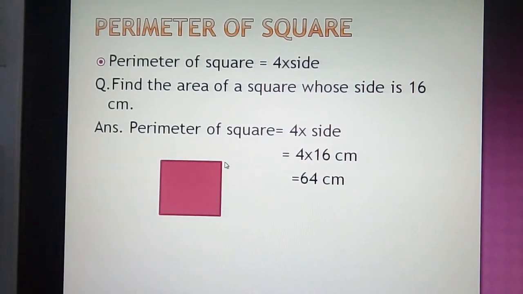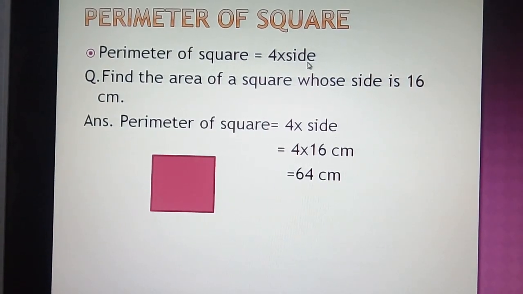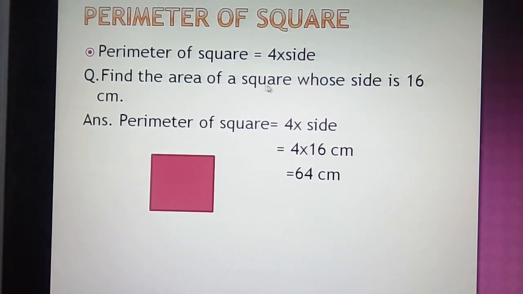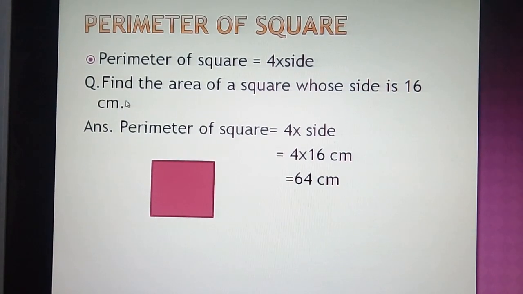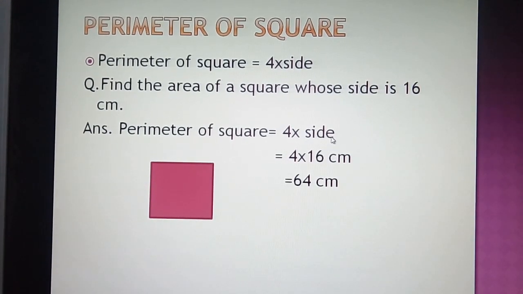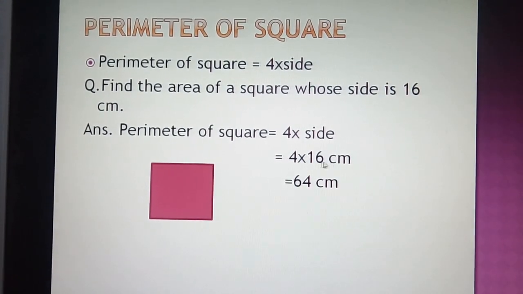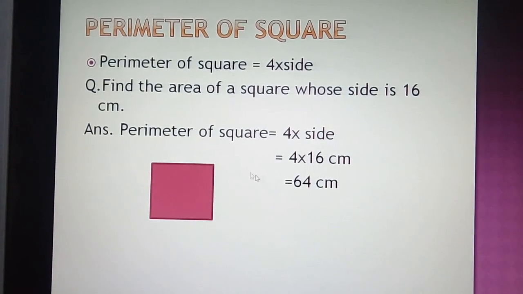Now what is the formula of perimeter of a square? Perimeter of a square is equal to 4 multiply side. Find the perimeter of a square whose side is 16 centimeter. So perimeter of a square is equal to 4 multiply side is equal to 4 multiply 16 centimeter is equal to 64 centimeters.